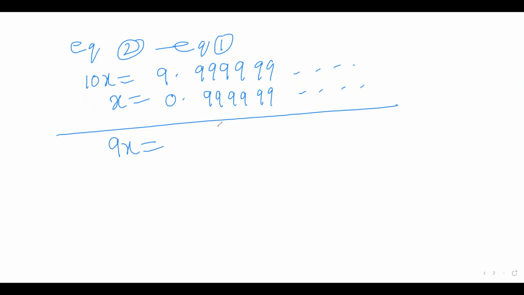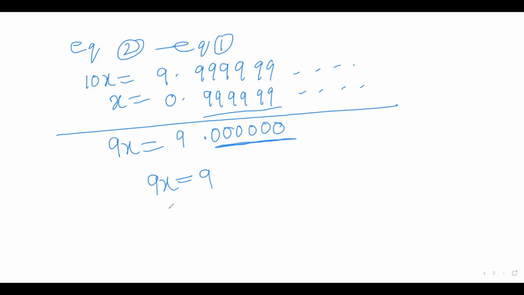Here, when you subtract this part, you will get zeros. 9 minus 9 is 0. Till here you will get 0, and here 9. So there is no value for zeros after the decimal point. You can neglect this part.